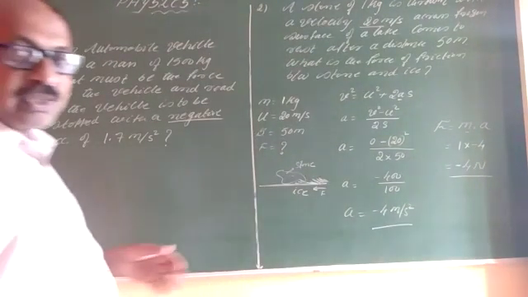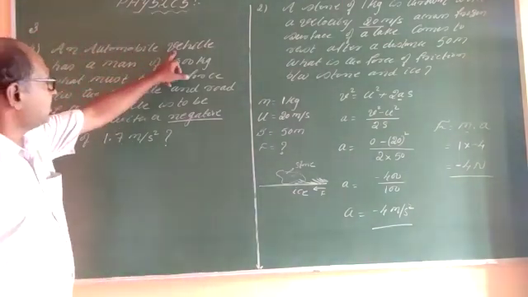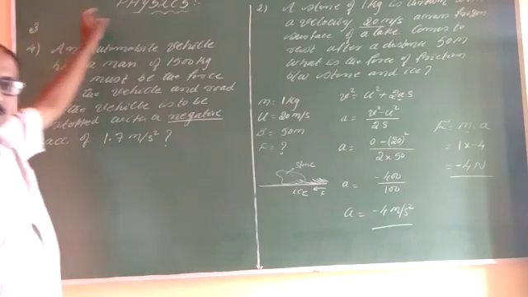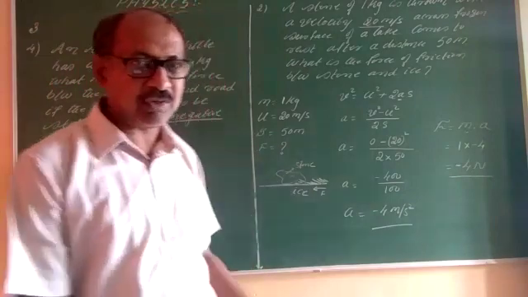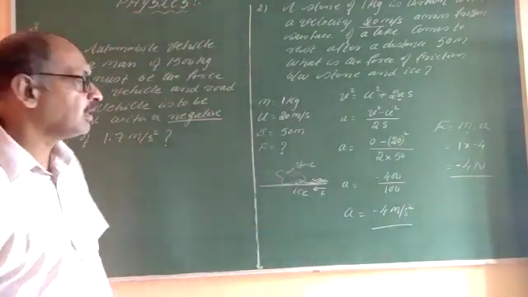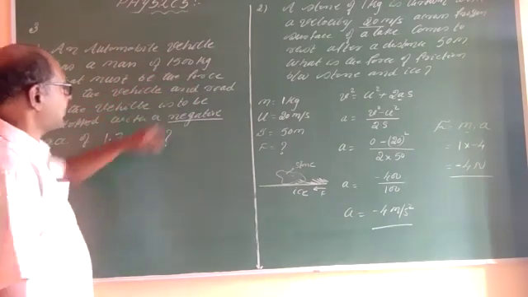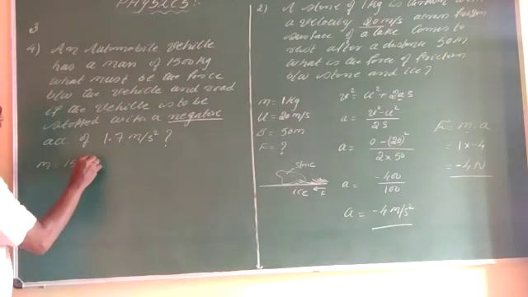So let us pass on to the next problem. There is another problem, that is the third problem. Please work it out in your book. Please try that particular problem. I will go for the fourth problem. An automobile vehicle has a mass of 1500 kg.